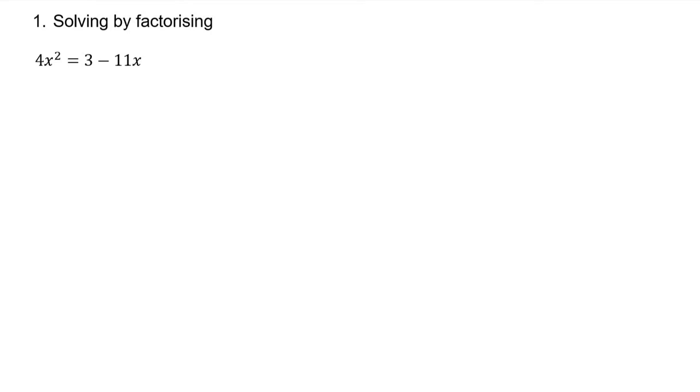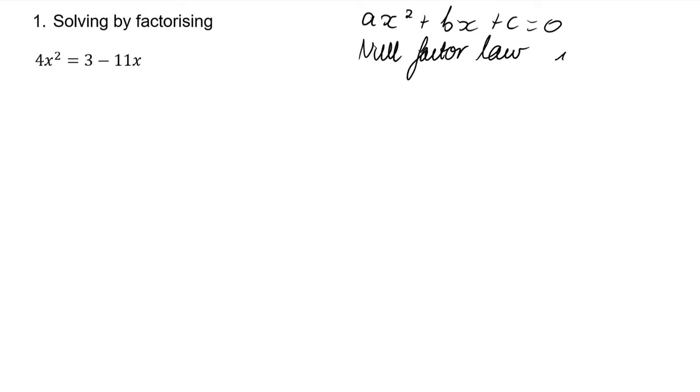Now when we do this, we have to make sure that it's equal to 0. Remember, the form that we're trying to solve is ax squared plus bx plus c equals 0. Making it equal to 0 allows us to apply the null factor law, which states that if a times b is 0, then a is 0 or b is 0.